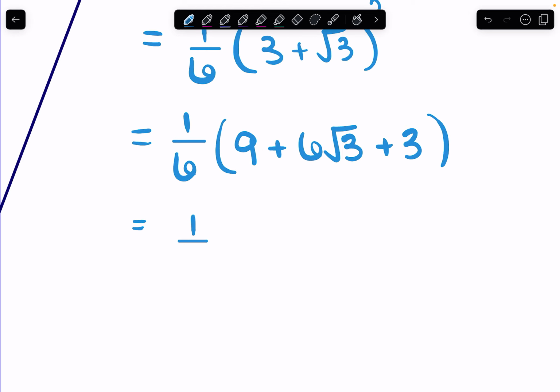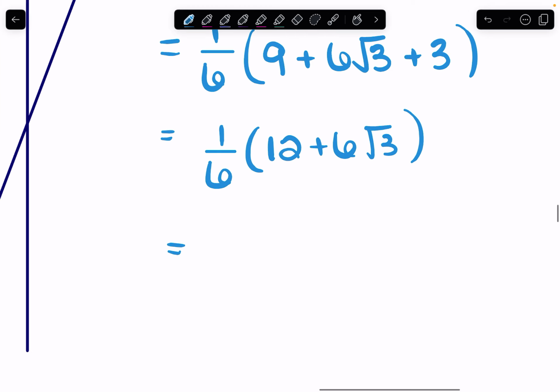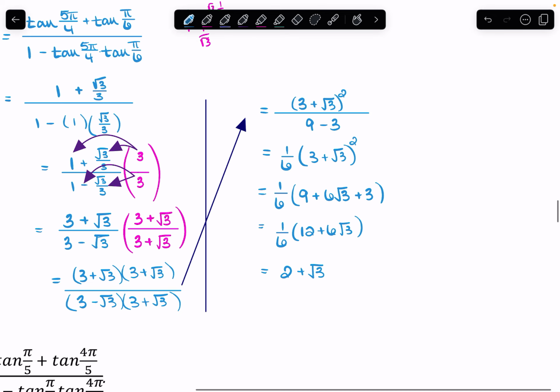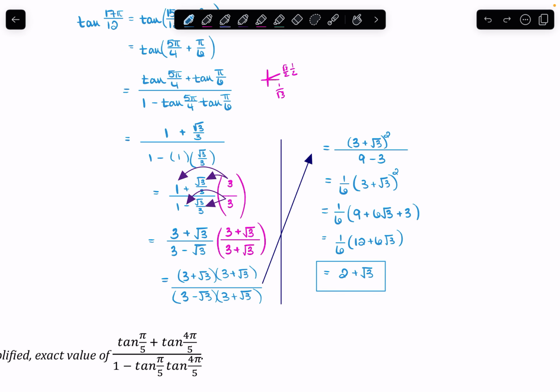All right, we still got our 1 over 6 floating. 9 and 3 is 12. So we get here, distribute your 1 over 6. 12 times 1 over 6 is 2. 6 and 1 over 6, 1. So that's mostly how you're going to have to enter the answer. So be careful with your multiplication.